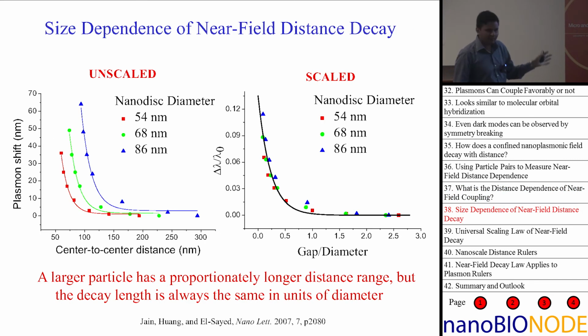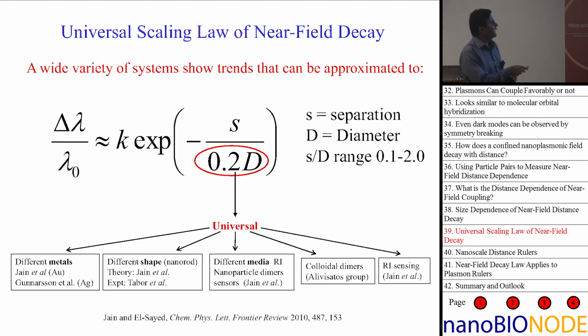Without going into details, we did a whole bunch of experiments and simulations using the same tool that you'll be using, and I came up with this simple expression: the plasmon shift, the fractional shift, depends on the distance between the two particles. S is the separation between the two particles, and it has this universal form. It depends exponentially on the separation distance between them, and D is the diameter of the particle.